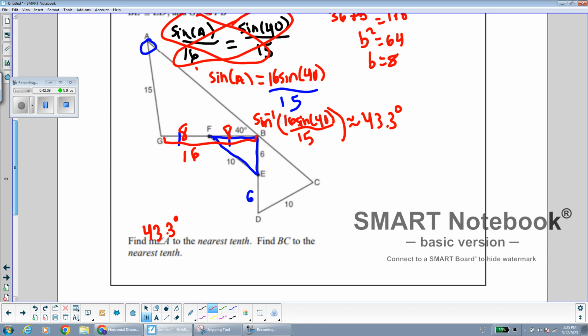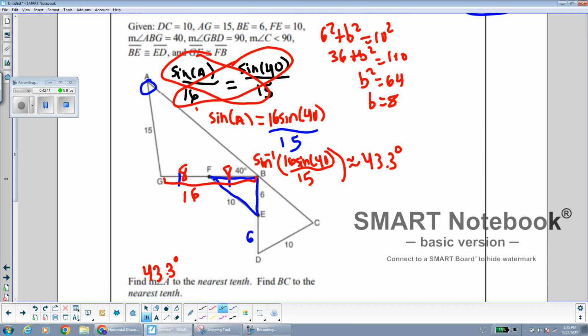Now it says to find BC to the nearest tenth. So BC is part of this triangle down here, which is not the right triangle. So trig ratios are not going to work. Our only option is law of sines. Since each part of this side is 6 and 6, the whole thing, BD, would be 12.